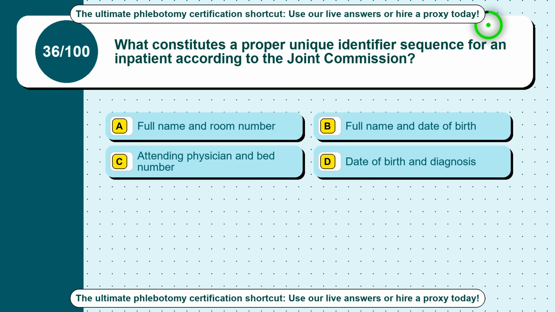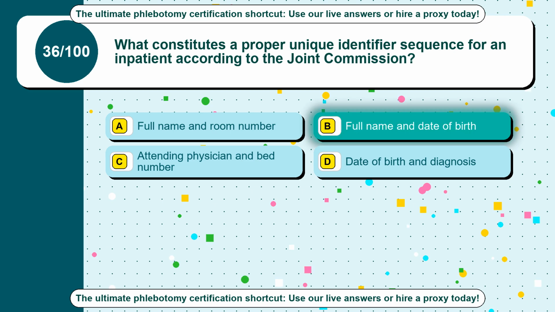Question 36. What constitutes a proper unique identifier sequence for an inpatient according to the Joint Commission? Option A, full name and room number. Option B, full name and date of birth. Option C, attending physician and bed number. Option D, date of birth and diagnosis. The correct answer is option B, full name and date of birth.